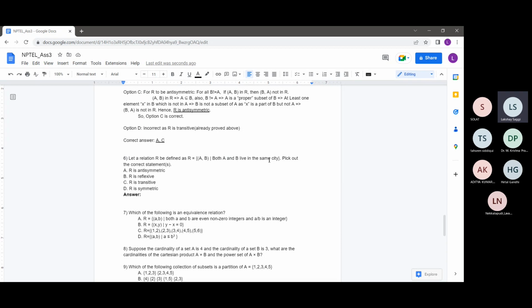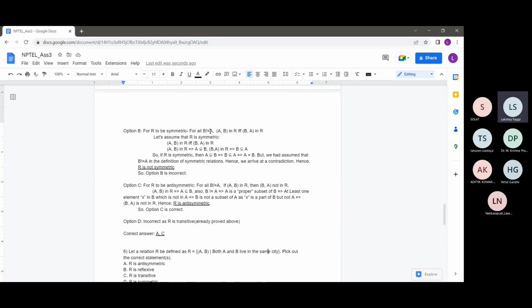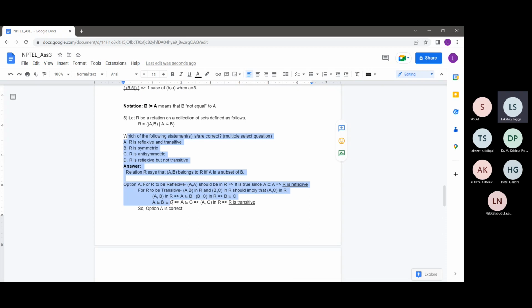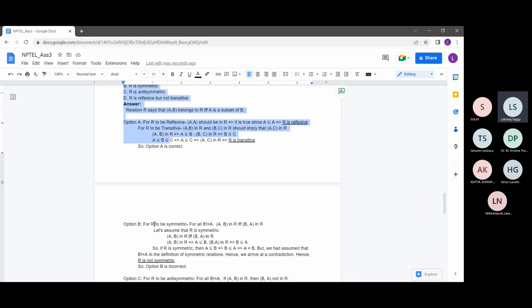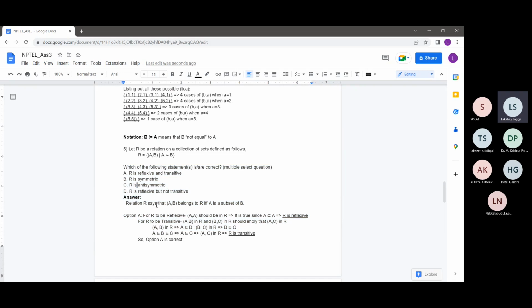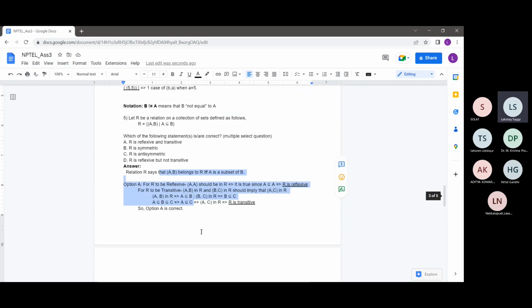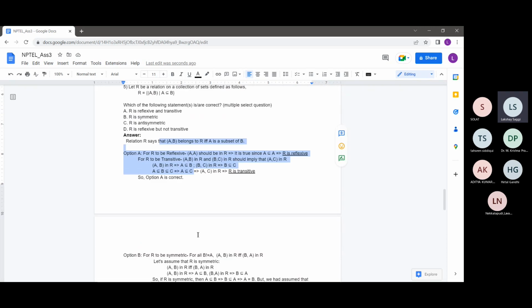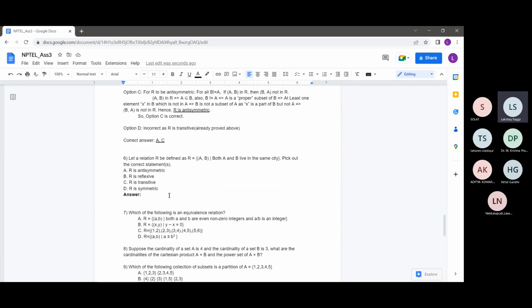So we can try to do this orally so that we are faster. I have written all of these down properly, but once you have enough experience or practice, you guys can do these sort of questions orally also. There's no need to write everything down and solve properly. You can just do it in your minds and be done with it as fast as possible. So we'll try to do it a bit faster here. Sixth question: A and B are related if they both live in the same city, and we have to pick out the correct statement.